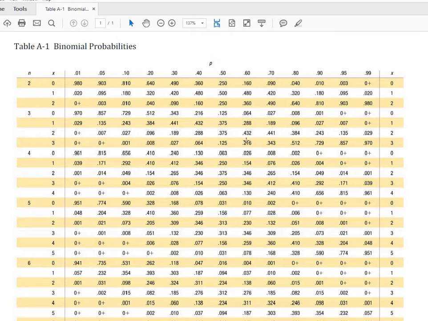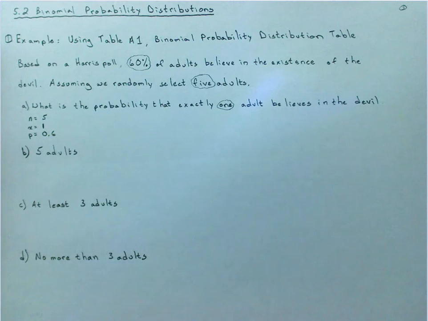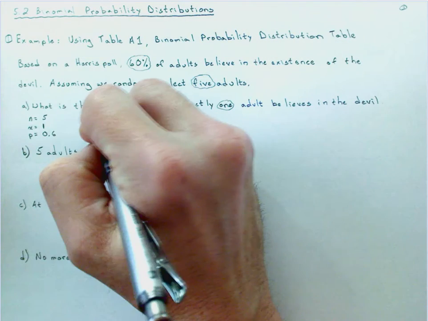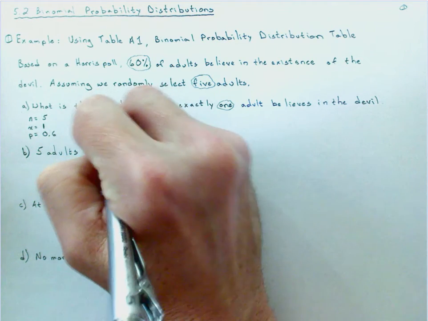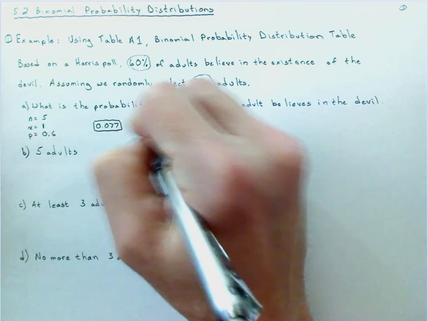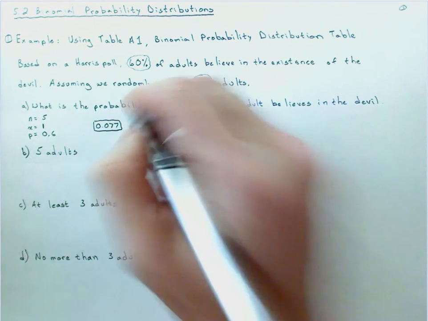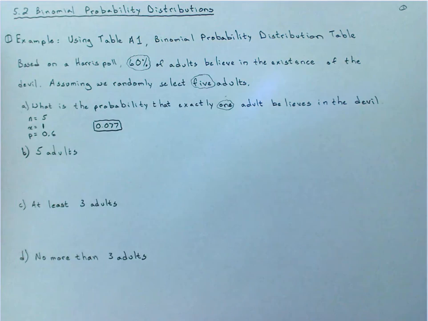Now I'm going to scroll up and show you. There's my 0.6, or 60% of the adults. And so that is my answer, and it is as simple as that. My answer for that was 0.077. As a percent, that kind of helps me be able to see it: 0.7%.